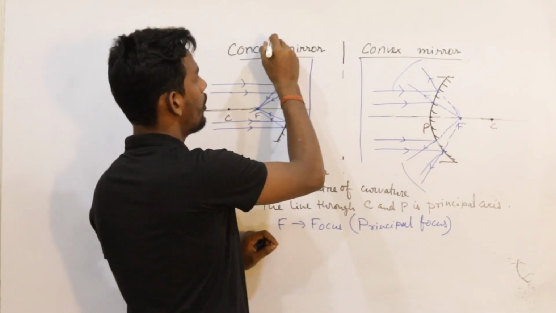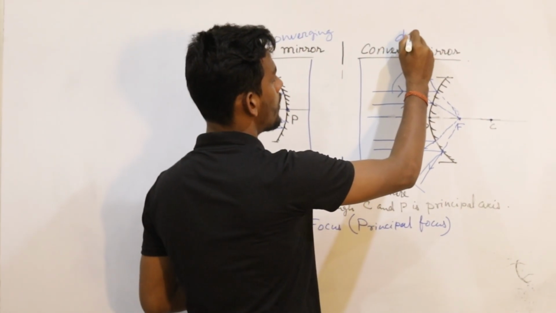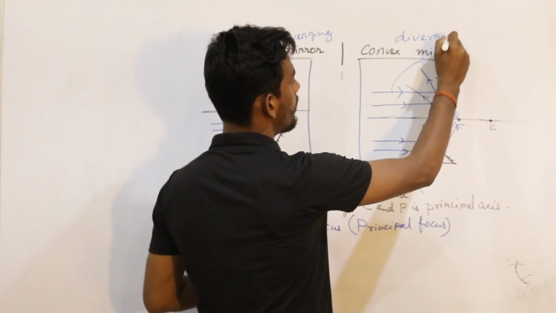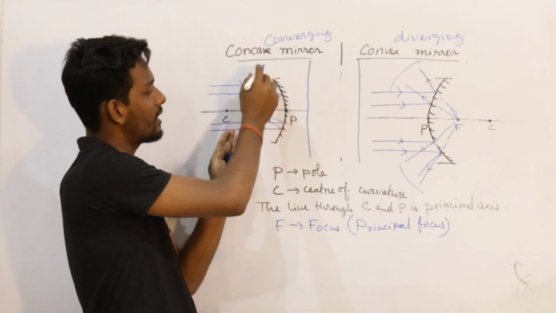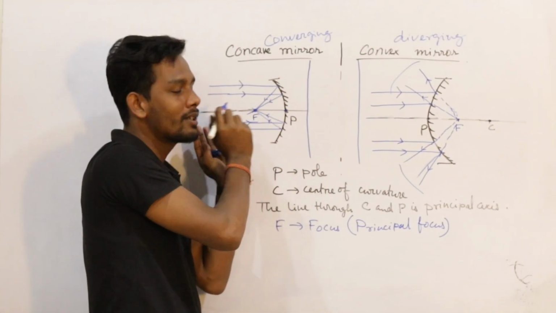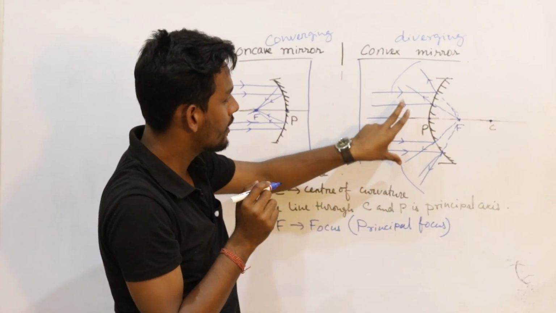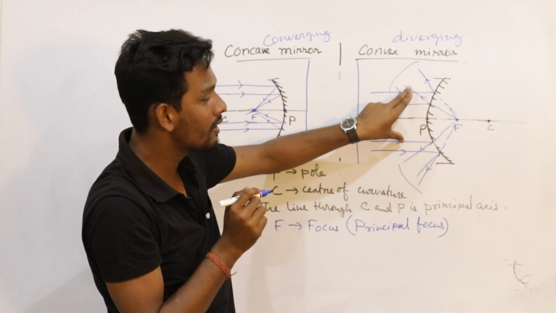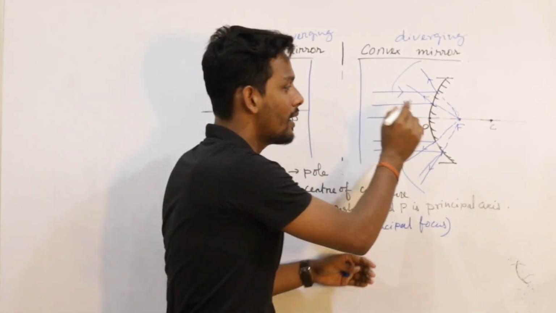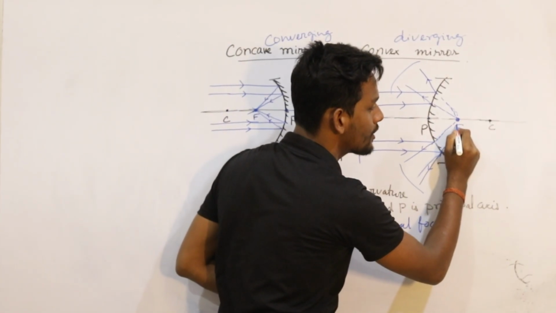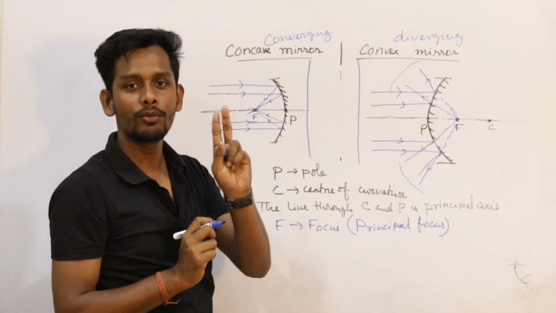Okay, the concave is also called a converging mirror. The convex is also called a diverging mirror. Why is it converging? Because all the parallel rays after reflection pass through the focus. That means they converge to a point on the principal axis, that is the principal focus. And in case of convex, all the parallel rays after reflection diverge from a point on the principal axis behind the mirror, and this is called the principal focus for convex mirror. Clear?